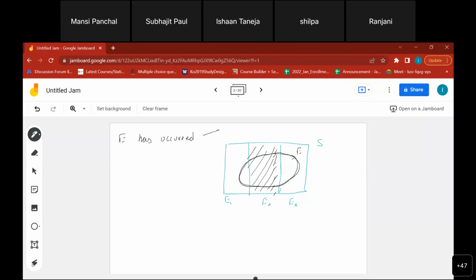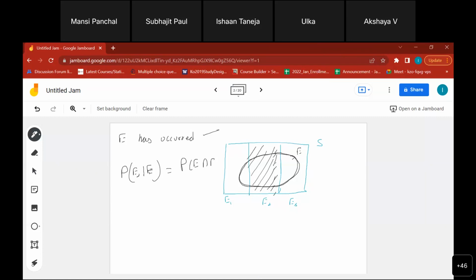It would be reversed, right? Probability of E2 given E. It is given that E has occurred. Given that E has occurred, what is the probability that it has occurred in the second part, E2? So it would be the probability of E2 given E has occurred. So again, you can apply the formula for conditional probability.